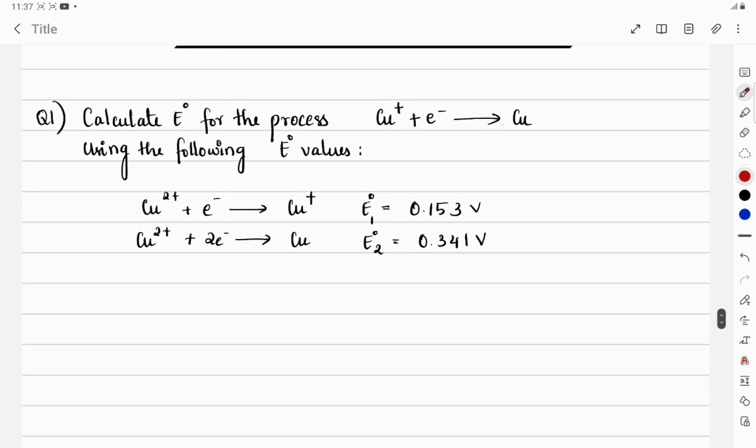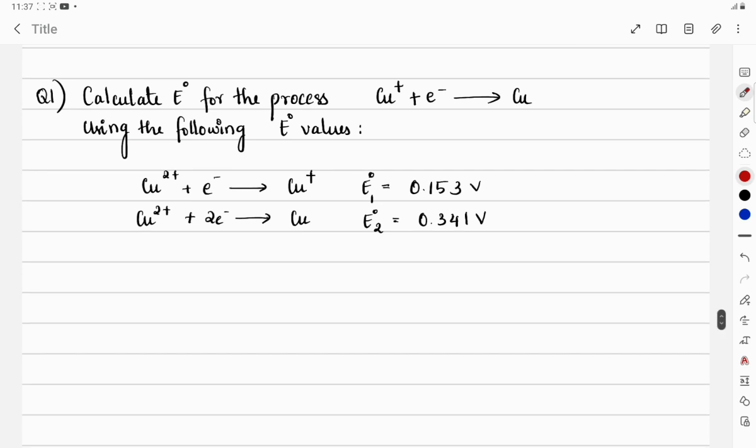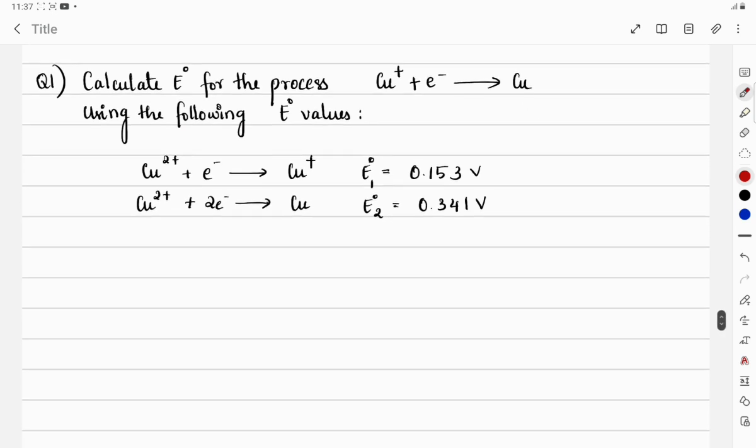So the equation required is actually Cu plus electron giving Cu. To form this, we need Cu plus on the left hand side and Cu on the right hand side. So where is Cu plus in the given two equations, the equations whose E0 is known? Cu plus is on the RHS for the first equation. If we want it on the LHS, then we have to reverse equation number 1. First of all, let's name these equations 1 and 2.